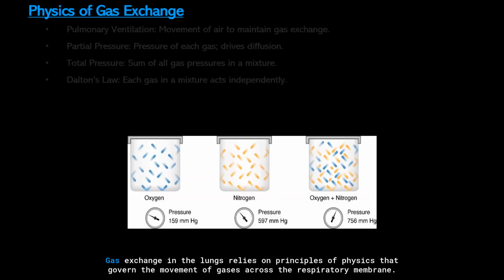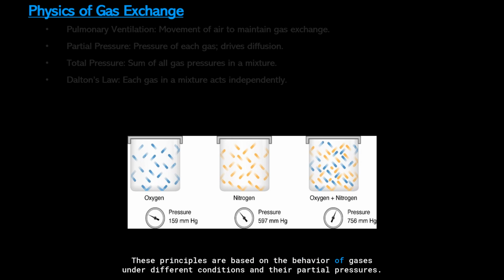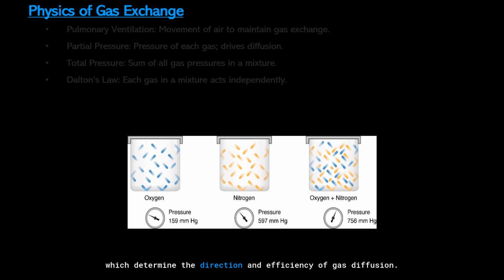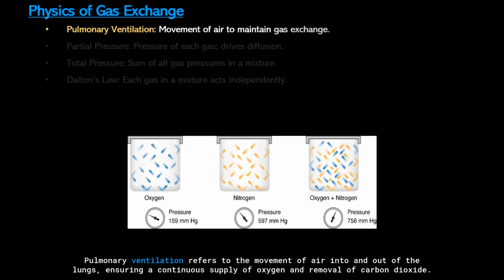Gas exchange in the lungs relies on principles of physics that govern the movement of gases across the respiratory membrane. These principles are based on the behavior of gases under different conditions and their partial pressures, which determine the direction and efficiency of gas diffusion. Pulmonary ventilation refers to the movement of air into and out of the lungs, ensuring a continuous supply of oxygen and removal of carbon dioxide.